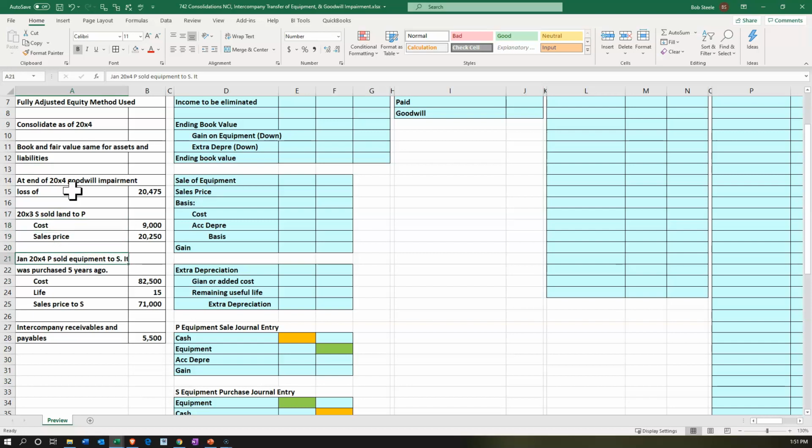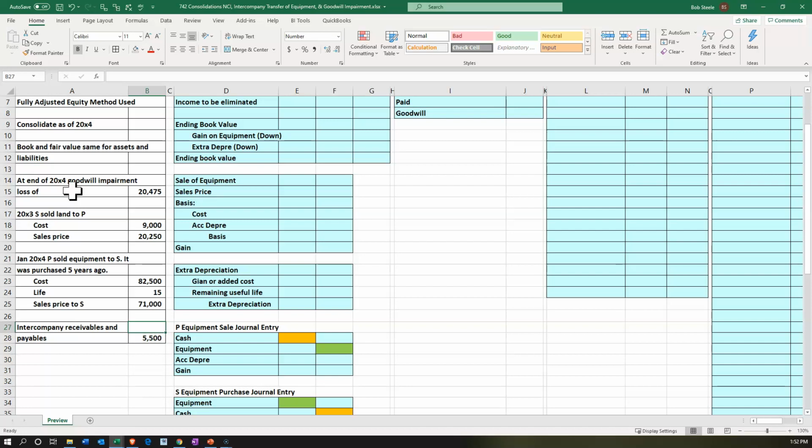Then on January 2000 X4, the current year, P sold equipment to S. So this is a downstream sale, P to S, so parent to subsidiary. It was purchased by P 5 years ago. We do have to deal with depreciation and accumulated depreciation, so this is going to be more complex, and the sale took place in the current year, 2000 X4, the year of consolidation. We have the cost, the useful life, the sales price. We will be using a straight line method to simplify the calculation of depreciation and accumulated depreciation.